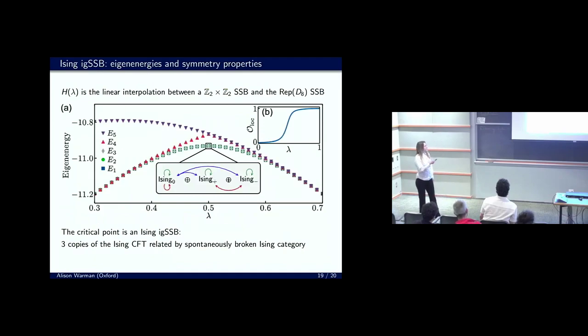Finally, we can now take interpolations between these gapped Hamiltonians to study the critical points, the phase transitions between them. For example, this is a numerical plot between the Z2 SSB phase, which has 4 ground states. Here we see that they're all degenerate, whereas this purple one is the 5th one, which is higher in energy here. And then at the end of the interpolation, we get the Rep(H) SSB, which has 5 degenerate ground states. Now, at the critical point, we have this Ising-SSB we discussed previously, we saw previously from the SymTFT.